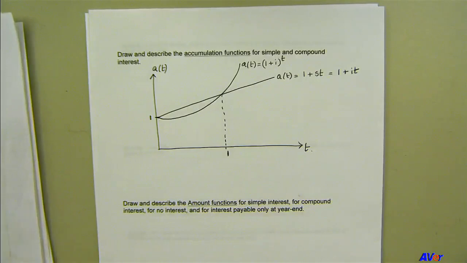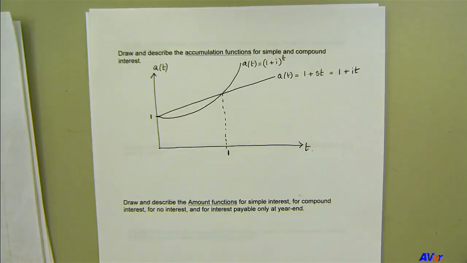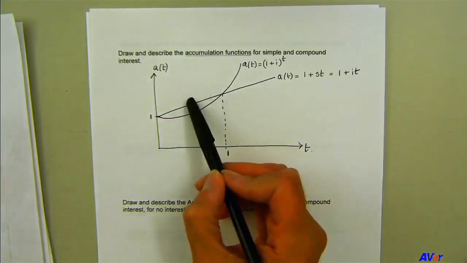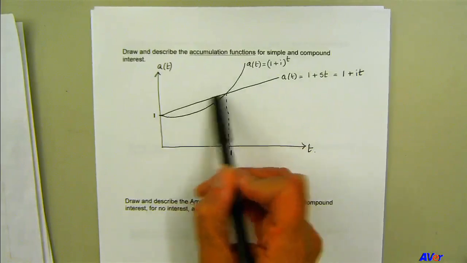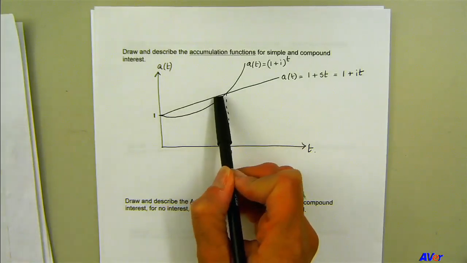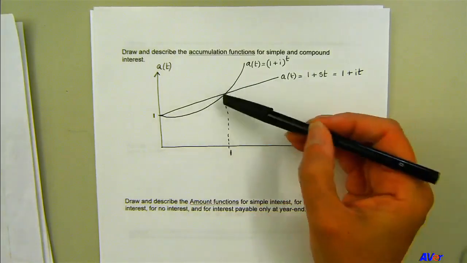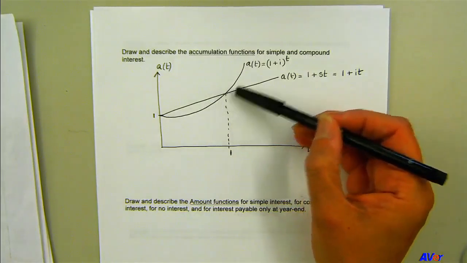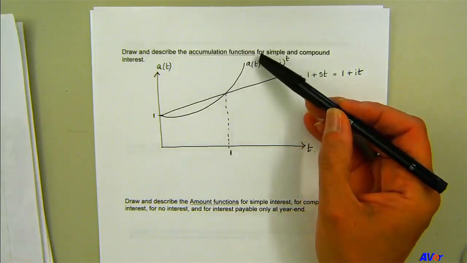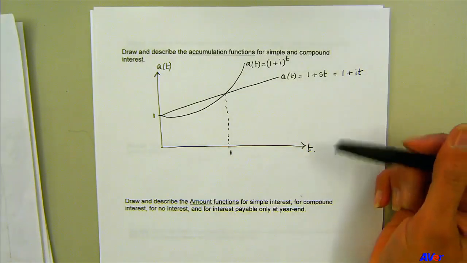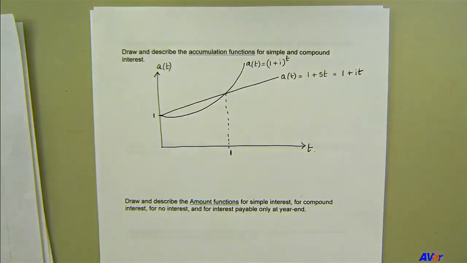So what's the moral of this story? The moral of this story is when you invest for a short period of time, which is better? If you're investing for a short period of time, which interest rate would be better? Simple would be better because you're going to get more when you apply this linear function, right? But as soon as time 1 passes, you're better off with compound interest. That's that for those two graphs.